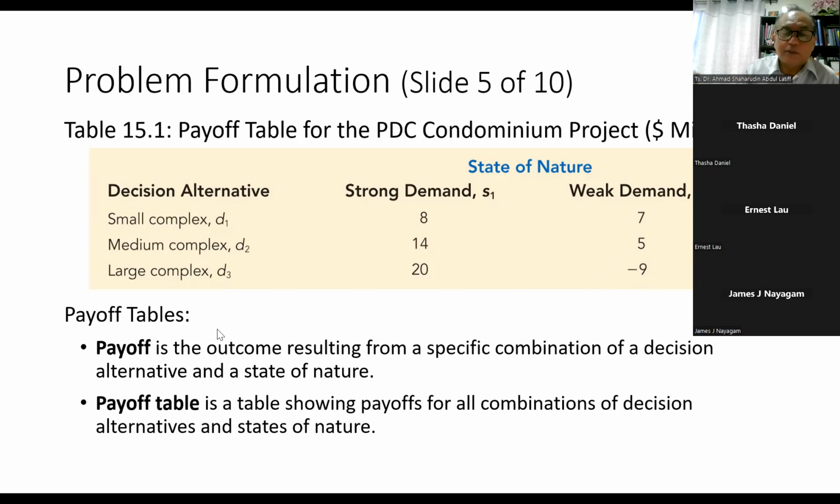So this is the payoff, the outcome resulting from a specific combination of the decision alternative, whether to produce 30, 60, or 90 condominiums, and the demand, whether strong or weak, and how much profit it will make.